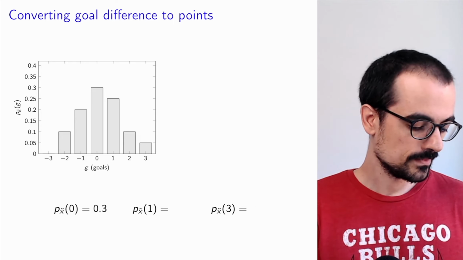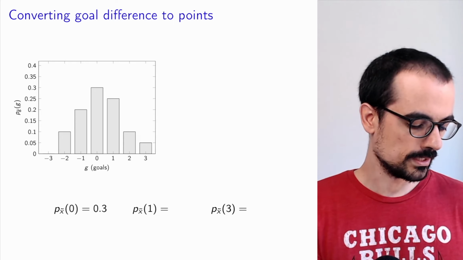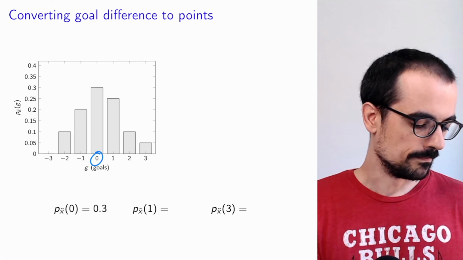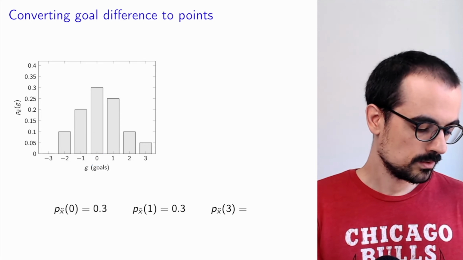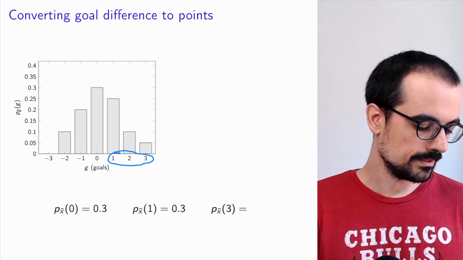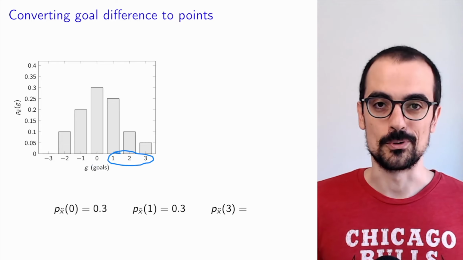A tie, which gives you 1 point, is when there's a 0 goal difference. That's going to be 0.3. And now when do we win? When we have a positive goal difference, and that's going to add up to 0.4.